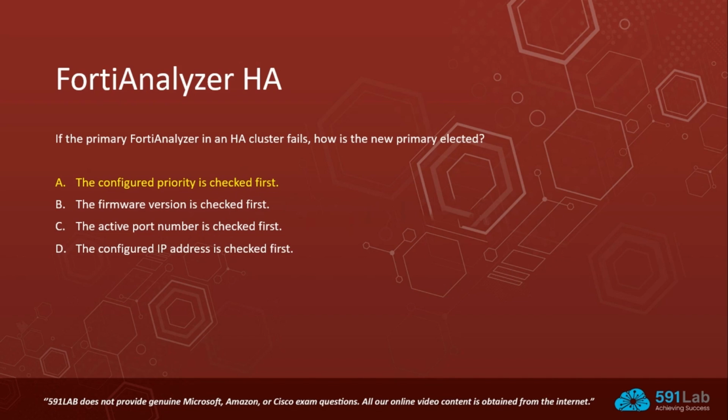Answer C, the active port number is checked first. No, this answer is also wrong. Answer D, the configured IP address is checked first. No. If the same priority is configured, then secondly the IP address is checked. Hence this answer is also wrong. The correct answer is that the configured priority is checked first.